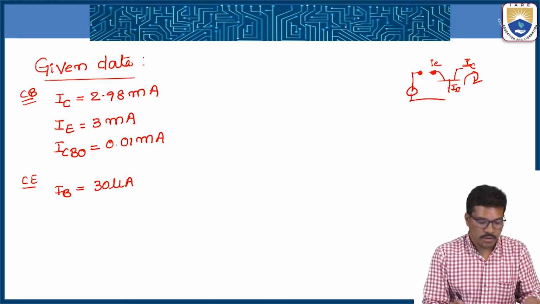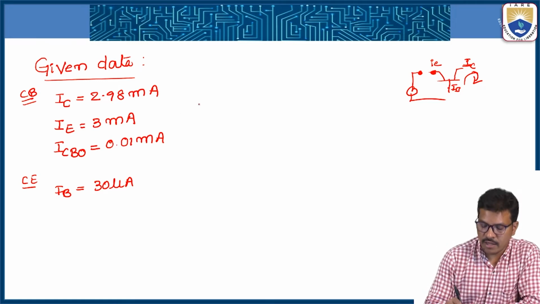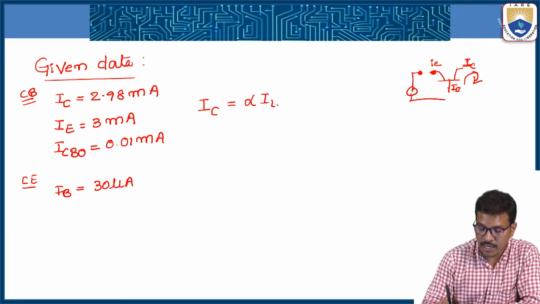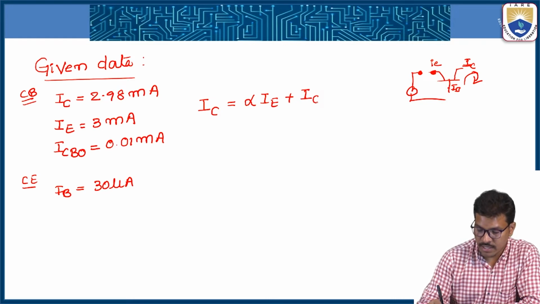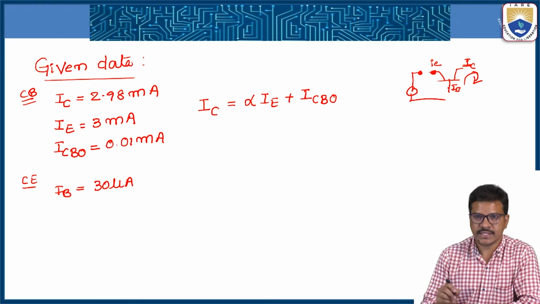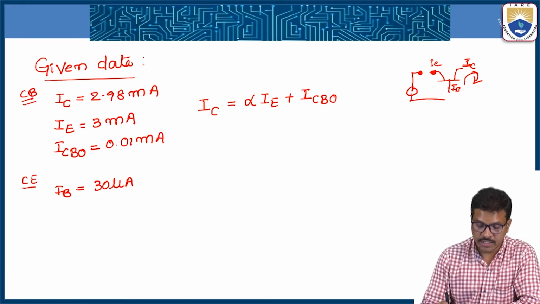Take that given data and recollect that the collector current flow when connected in common base configuration is IC equal to alpha IE plus ICB naught. Do we have alpha? No, we don't have alpha. Do we have IE? Yes, we have IE. And ICB naught, yes. So we need to find alpha from the given data.